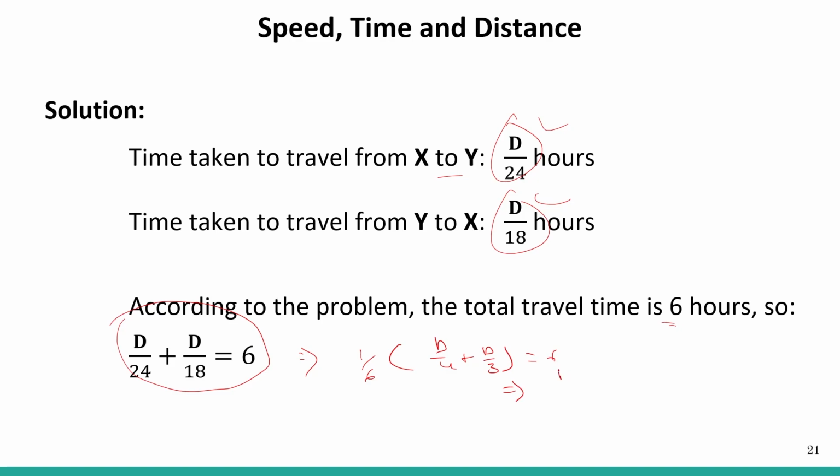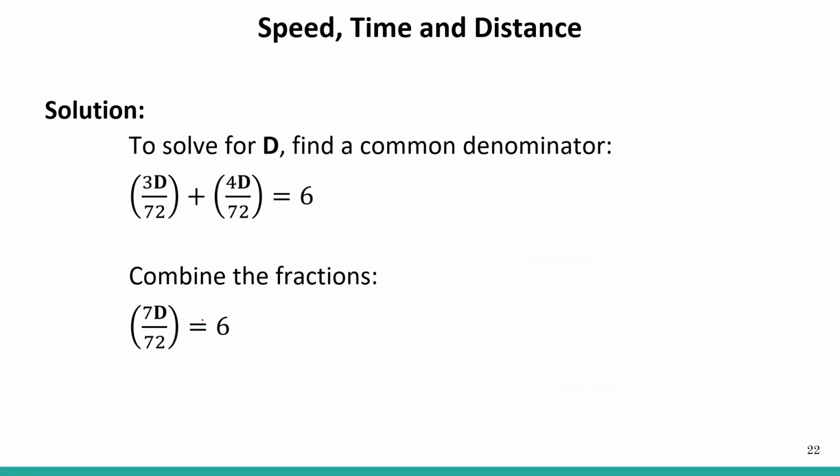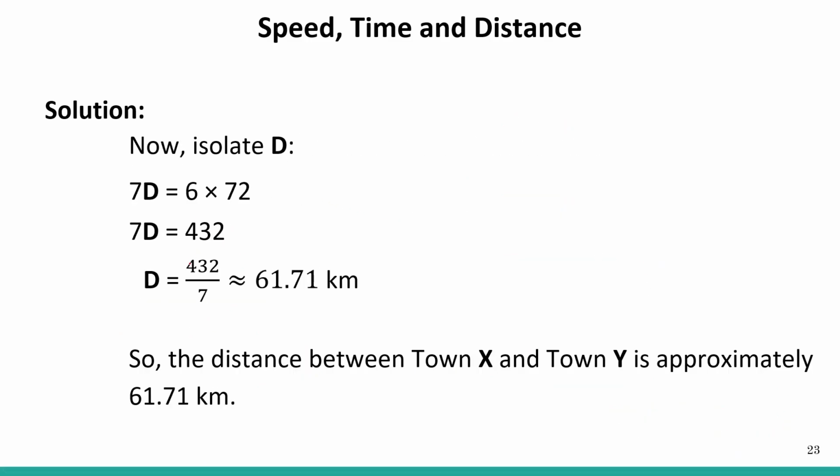So this implies that d by 4 plus d by 3 is equal to 36. So this is 12. So 4d plus 3d is equal to 36 into 12, okay, whole by, so it will be 7, right? So 7d by 72 is equal to 6. So it will be d is equal to 432 by 7, that is equal to 61.71 km. So the distance between town X and Y will be approximately this much, that is 61.71 km.